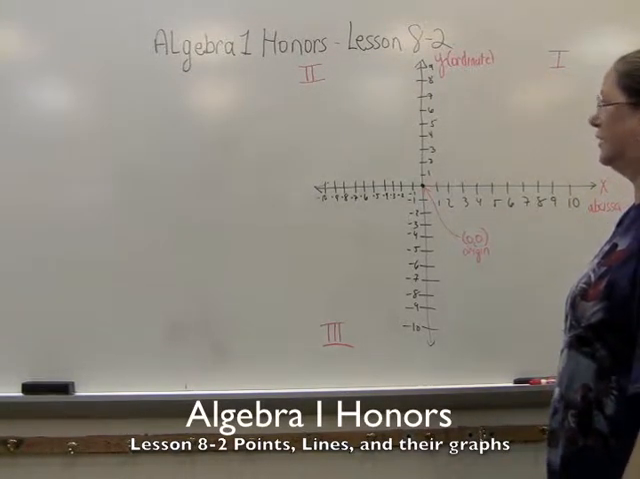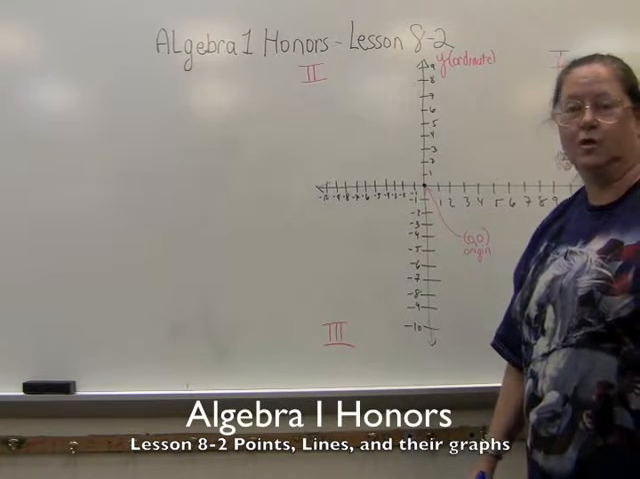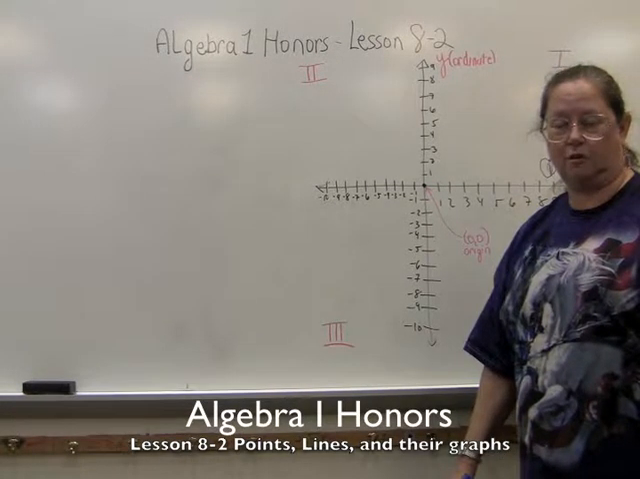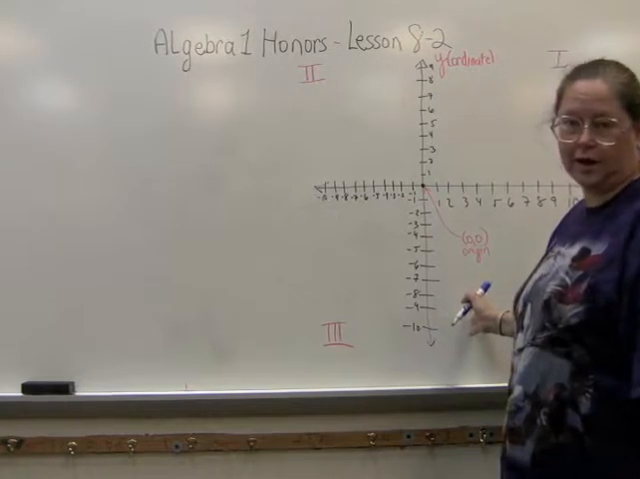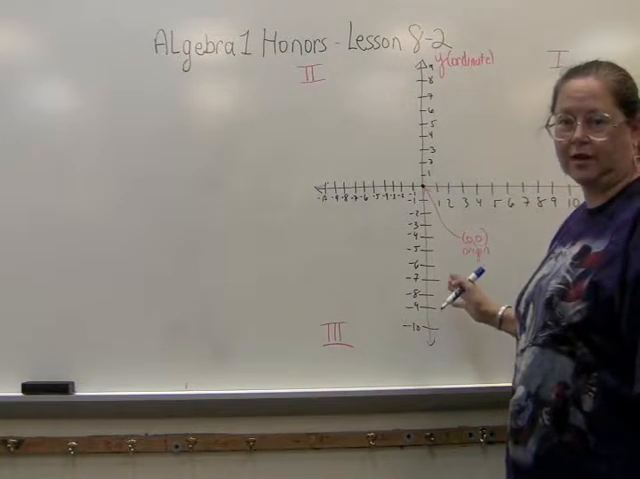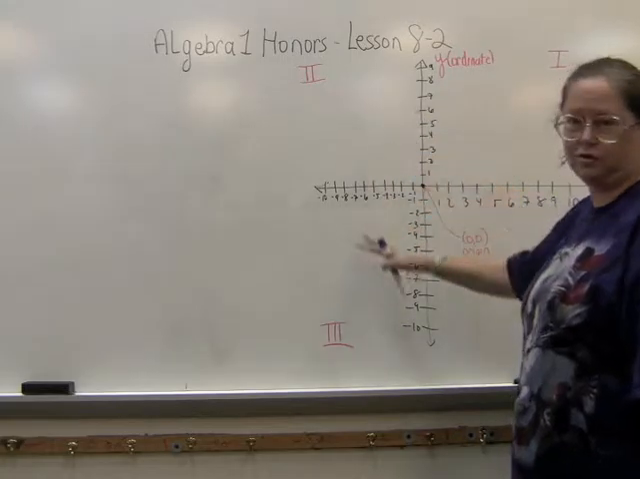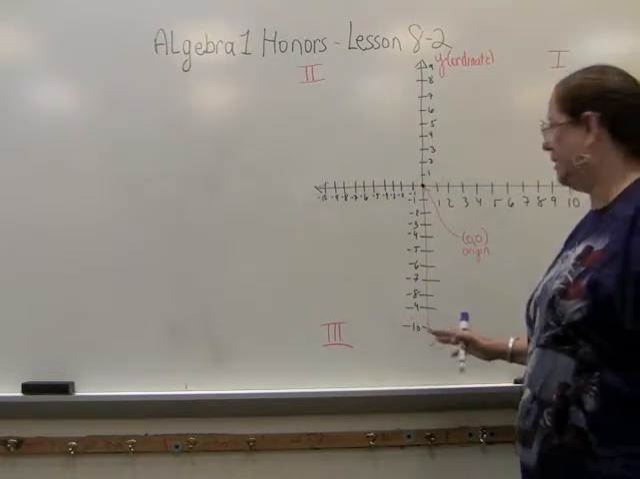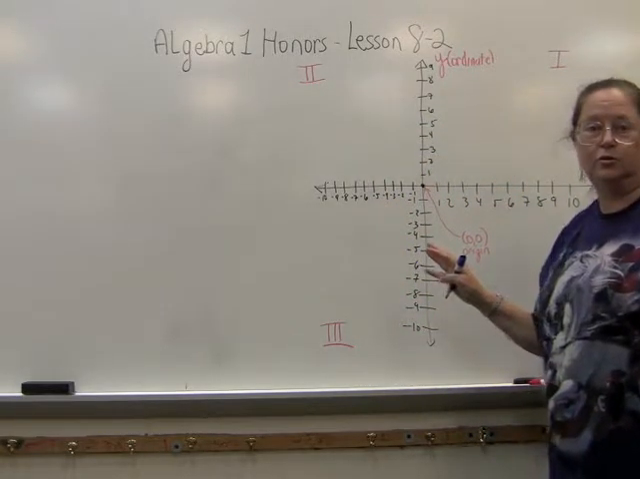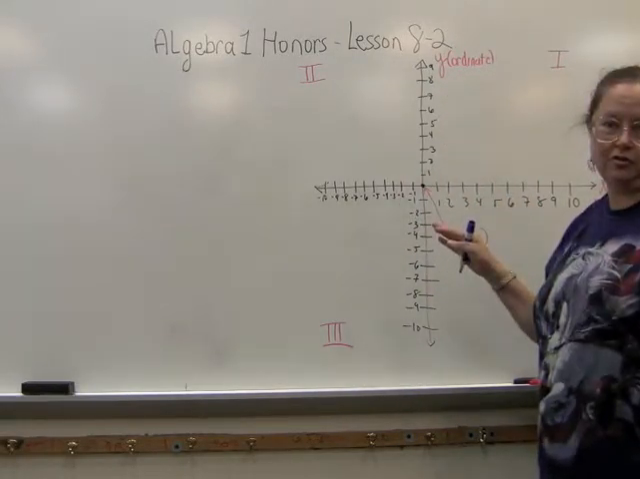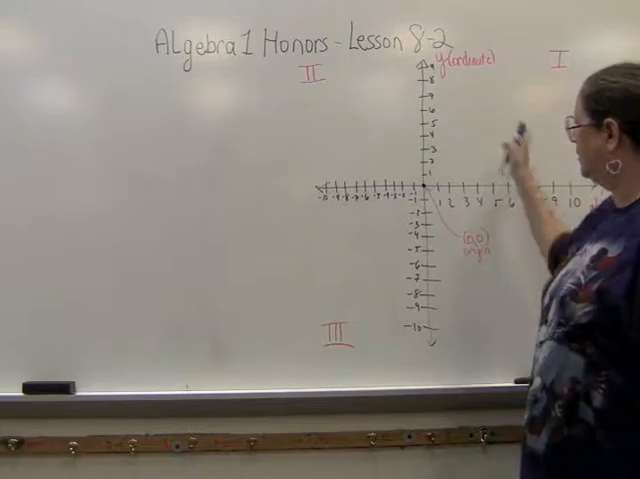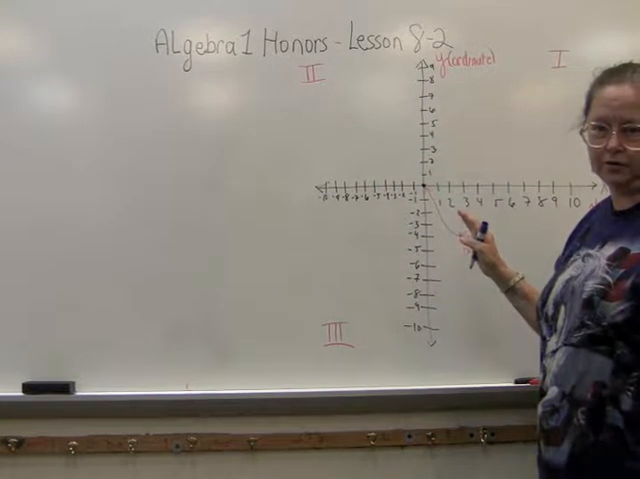Today we're going to look at Lesson 8-2, which is points, lines, and their graphs. We are going to learn how to graph points and lines on the Cartesian coordinate system. Usually you'll use a paper that has a grid on it. I've just drawn the axes, as we call them here, but this is a Cartesian coordinate system.